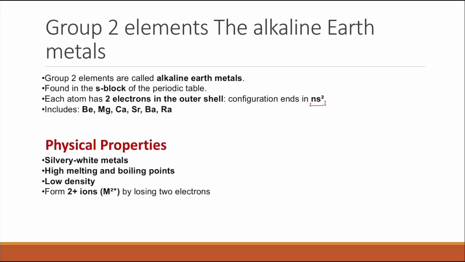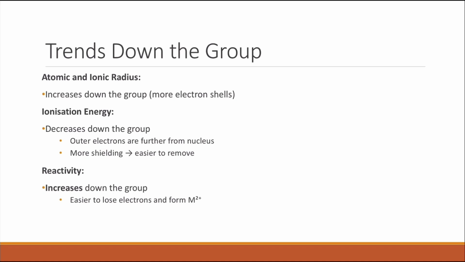The physical properties: they have high melting points and boiling points, of course, because they have metallic bonding, they have low density, and they all form 2+ ions. So let's look at the trends down the group. First of all, atomic and ionic radius will increase down the group because there are more electron shells. And then ionization energy will decrease down the group due to two factors.